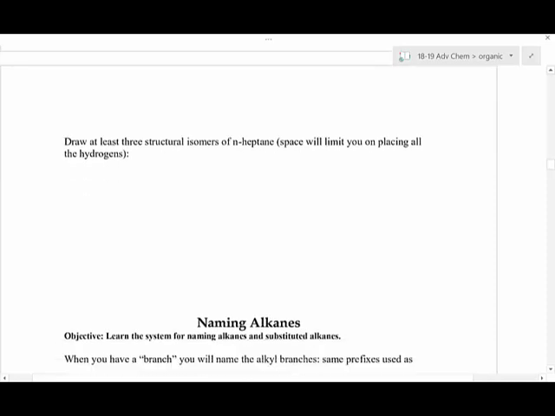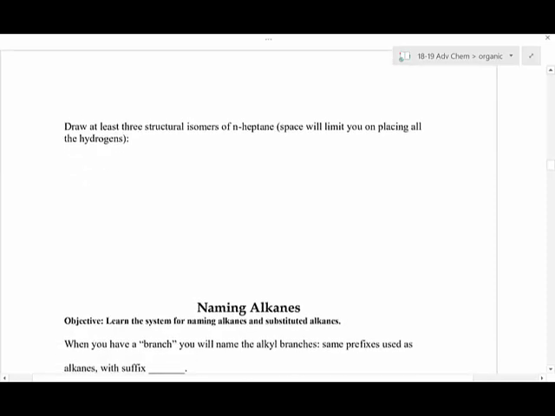What I'd like you to do right now is take a moment and draw at least 3 structural isomers of N-heptane. 7 carbons total. An isomer has a total number of carbons the same for all structures. So you're going to draw at least 3 structural isomers of N-heptane. Go ahead and pause the video and take a couple of minutes and do that.